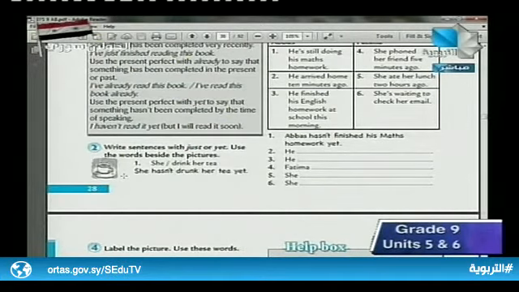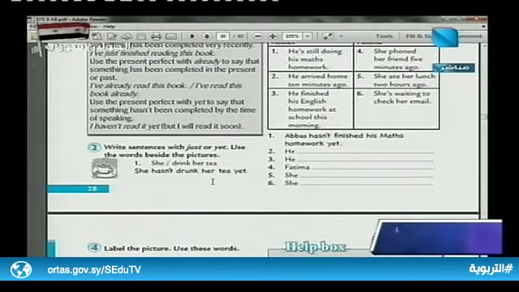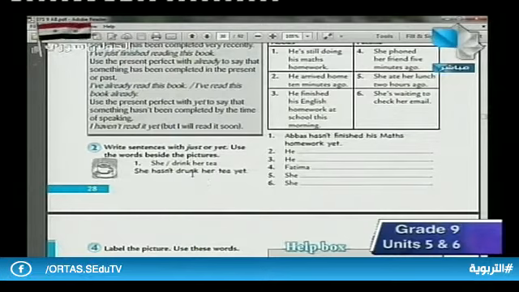The answer is she hasn't drunk her tea yet, because in the picture we have a cup of tea which is still full, which is not drunk yet. So here we have to put she hasn't drunk her tea yet because the action is not complete.